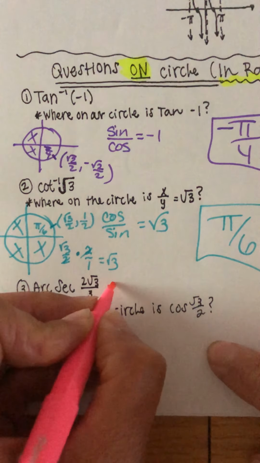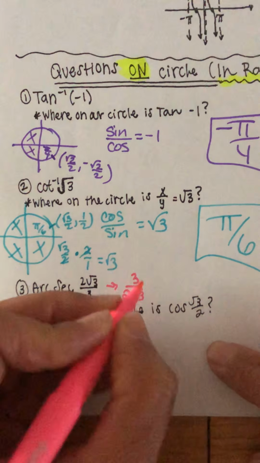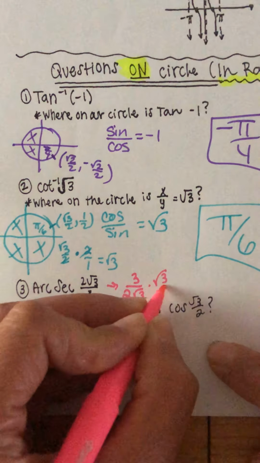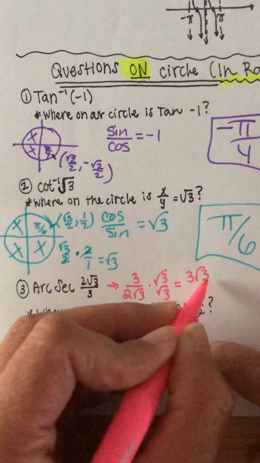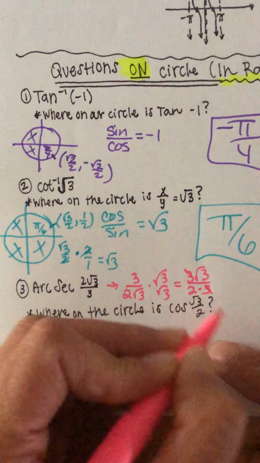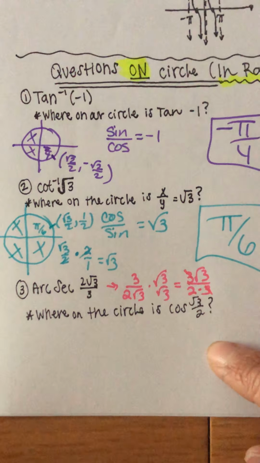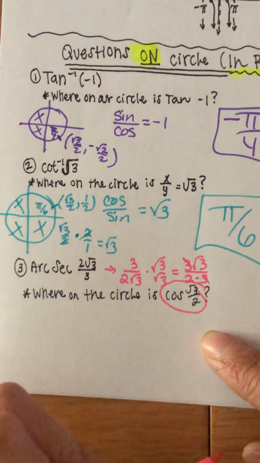So when we flip this, 3 over 2 square root of 3, we can't ever leave a radical in the denominator. So we rationalize it. We get 3 square root of 3 over 2 times that 3 gets to come out. These 3's cancel, and all you have left is square root of 3 over 2. So where on the circle is the cosine, the square root of 3 over 2?